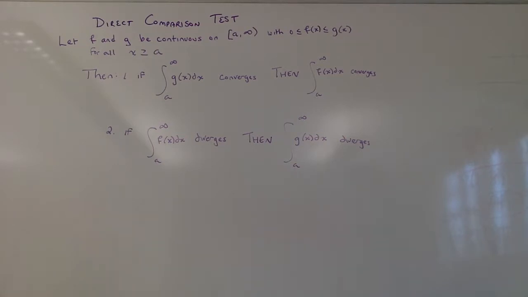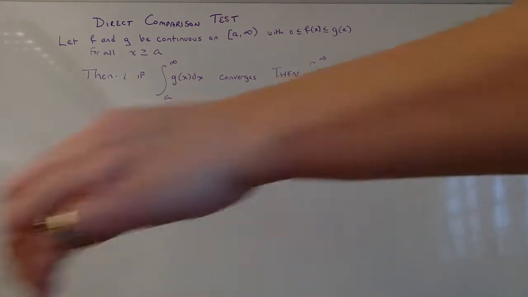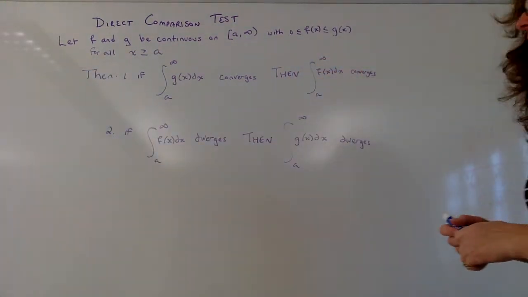All right, and two things are important. First off, both functions are positive. The other is that f of x is less than or equal to g of x on this whole interval. Again, before this doesn't matter, but from some point on until infinity, g of x is the bigger function. Then the direct comparison tells us that if the larger function converges, then the smaller one converges. And it tells us if the smaller one diverges, then the larger one diverges. So let's just look at what this means.